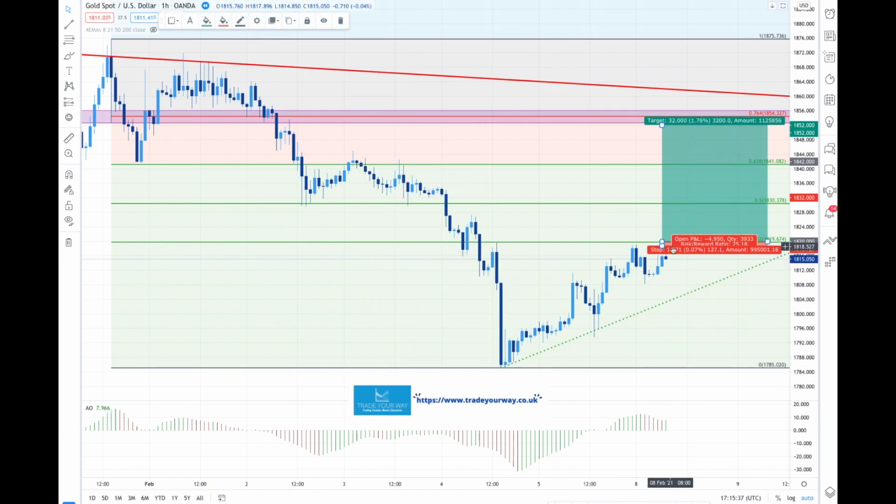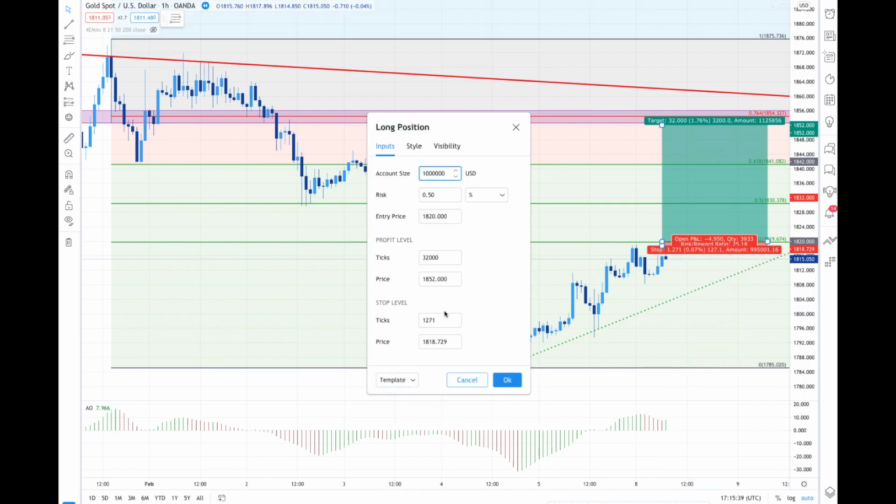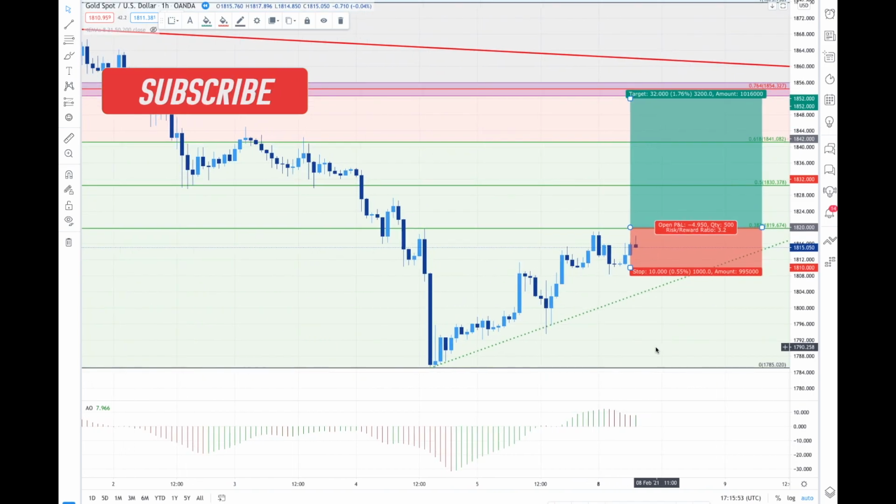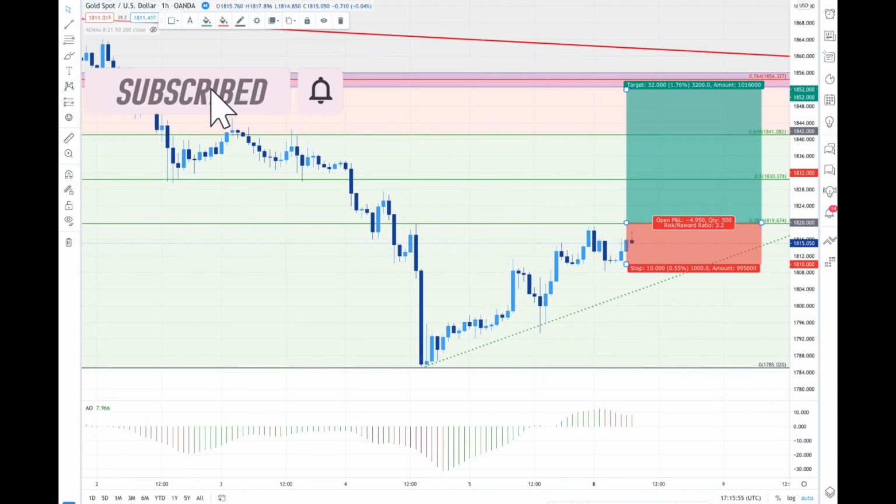So let's see what's going on there. 1810 it should have been. There we go. So it would look like that, and we would look for a break of this area, and then we would get in long, and we would generally tuck our stop in below all of this price action. So this is our first entry point.